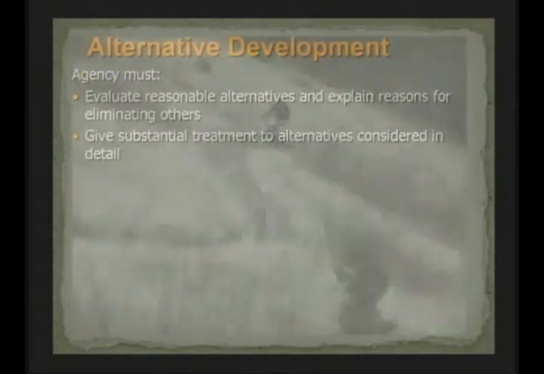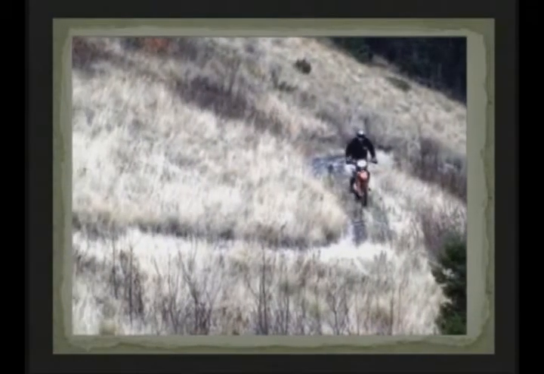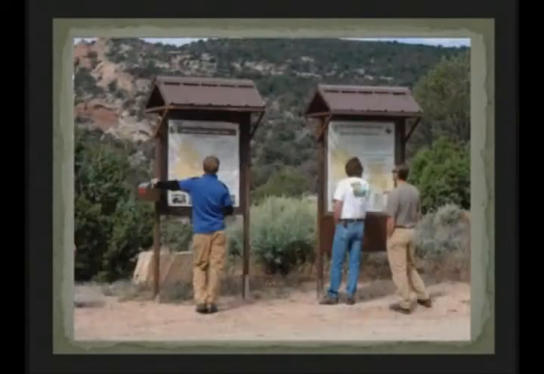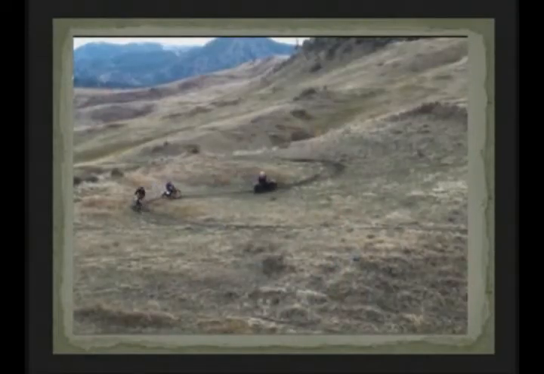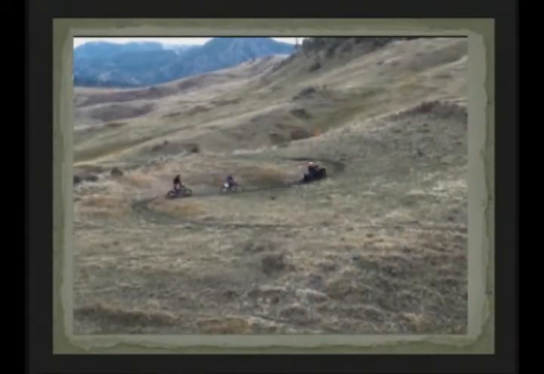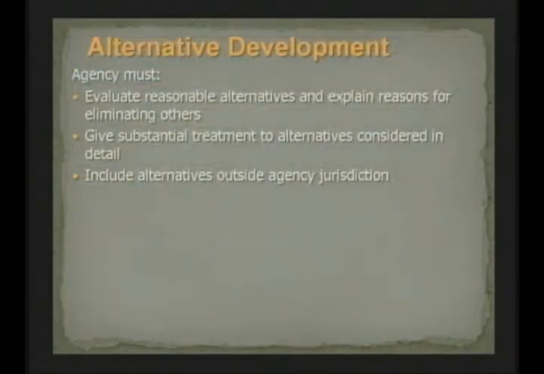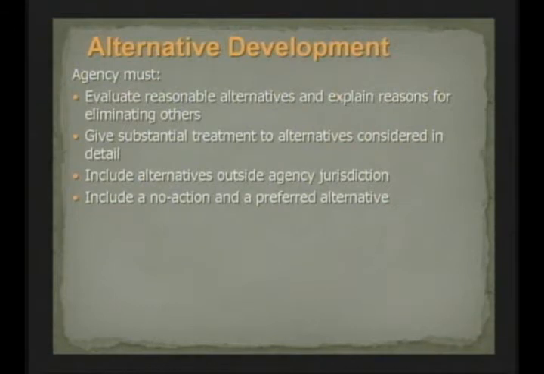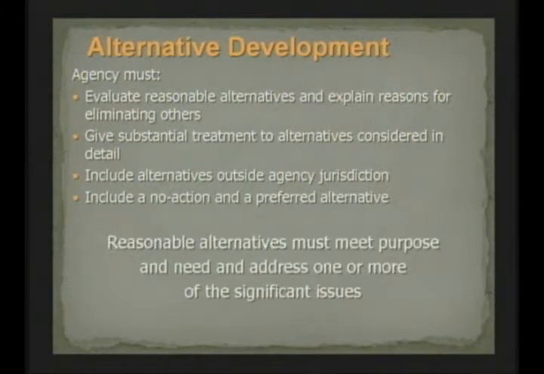For example, if a trail connecting to a community goes outside the agency boundary, they can consider and adopt that alternative. However, they may limit implementation until the community can make the connection to the agency boundary. The Forest Service can include a no action and a preferred alternative. Reasonable alternatives must meet the purpose and need and address one or more of the significant issues.